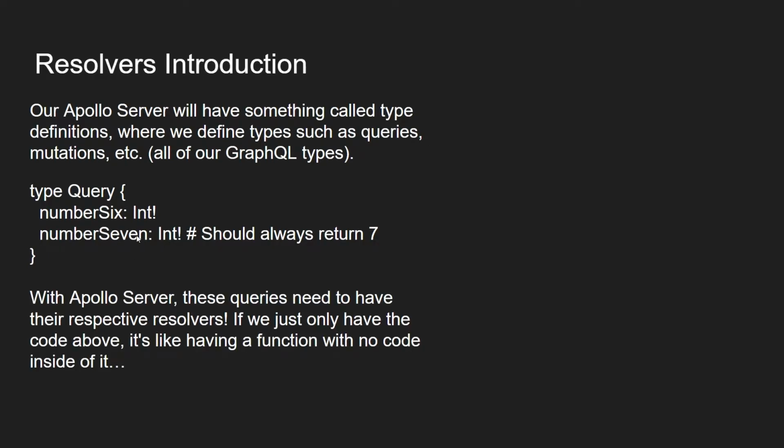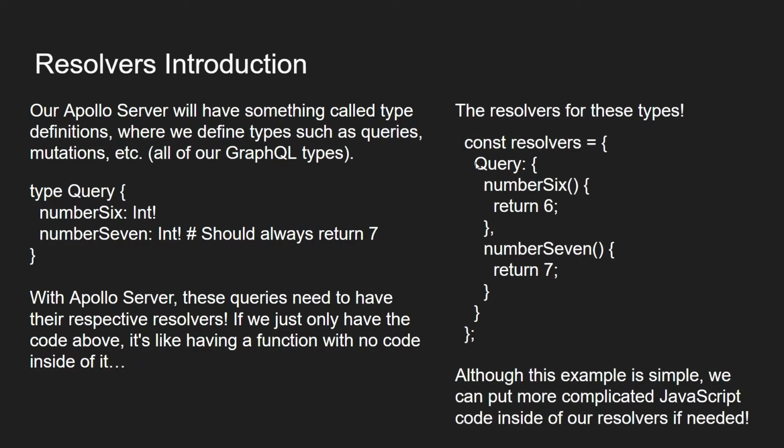Our Apollo server needs to give these respective resolvers some actual code to work with. And so this is called the resolver map. What the resolver map does is you can take in the queries here and then you make them the same name, like number 6, for example. And then inside of these brackets, you have all of the code you need for that specific query. For example, in this situation, the code is very simple. We just have a return 6 and a return 7. But you could imagine you can have more complicated code inside of here.